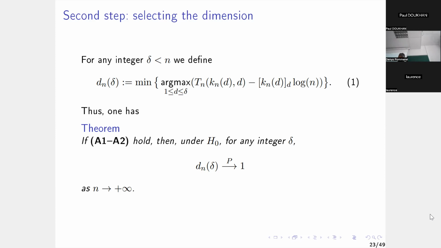But again, if you are under the null, each time you have the same distribution, so the difference is only noise. And since you use a penalization, it will again be the first statistic that will be chosen.